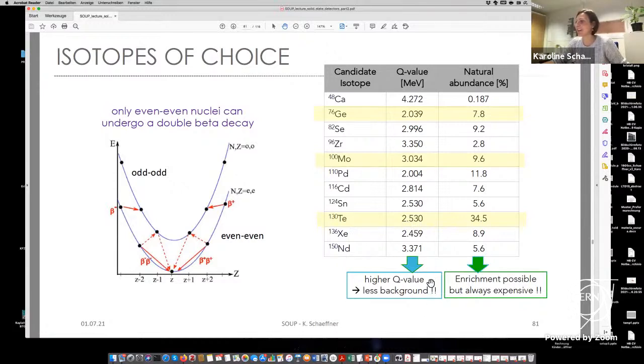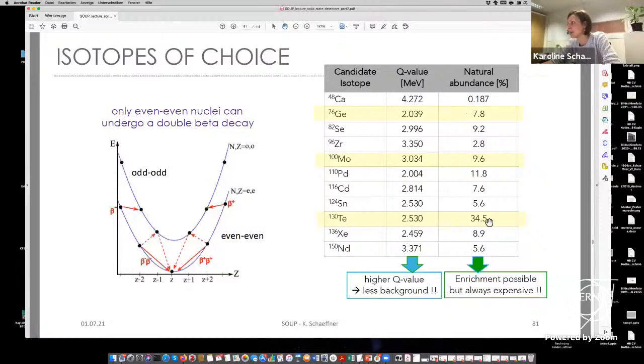I write here: higher Q value, less background. We can show you this also in a minute. Then of course another important factor is the amount of the isotope in your detector to look for this decay, so the more the better. Enrichment is of course wanted. However, enrichment is expensive, especially if you cannot make a gas and use the centrifugal technique. Therefore it's also good to look for elements which maybe already have a high natural abundance, like tellurium.